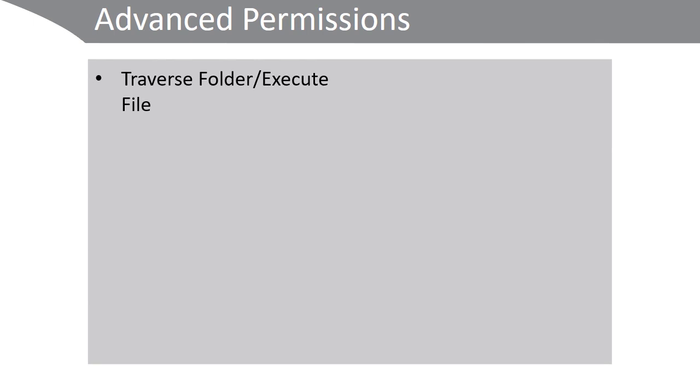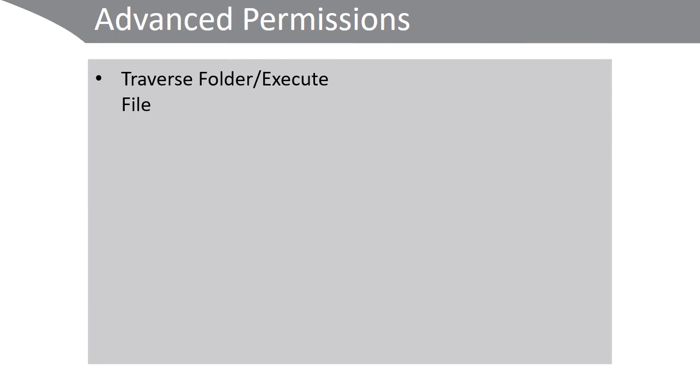So traversing a folder and executing a file, you might want to assign that particular permission specifically to get around a problem. For example, if a user needs to access a subfolder that they have permissions on, but they don't have permissions on the parent folder, then you can grant them traverse folder permissions on that parent. Now, I would argue that it probably means you haven't grouped your folders together correctly. If you're having to navigate through bits of the file system you don't have permissions on to get to bits of the file system you do, you probably need to move things around on the file system in a more logical manner.